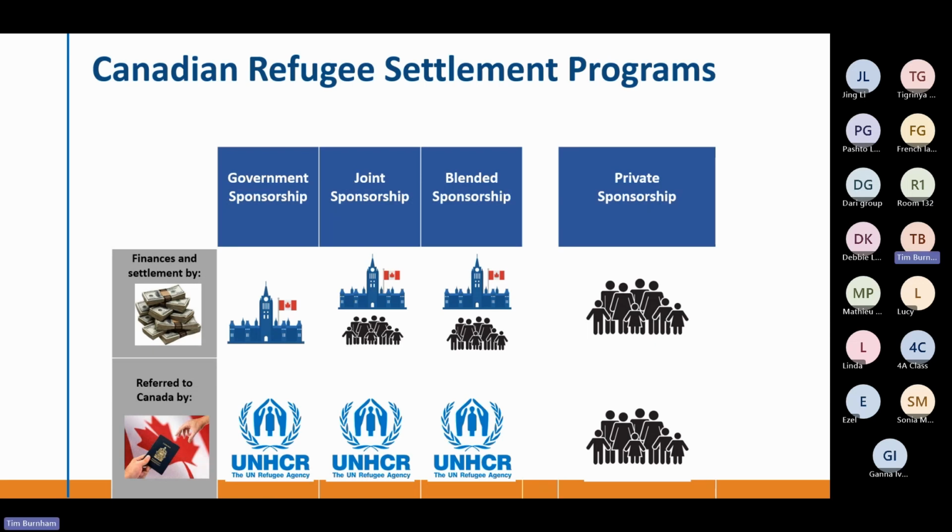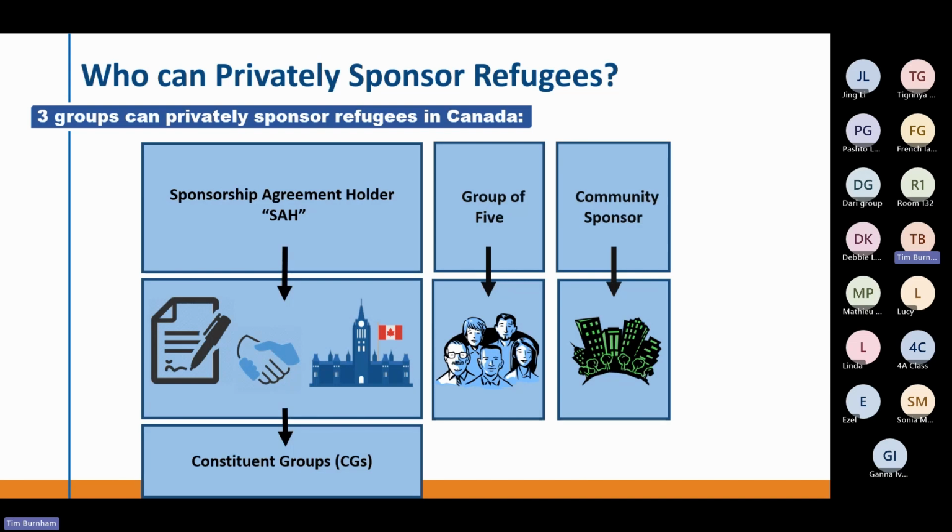So let's look at who can privately sponsor refugees in Canada. There are 3 groups who can privately sponsor refugees. The first group are called sponsorship agreement holders. The second group are called a group of 5. And the third group are called community sponsors.